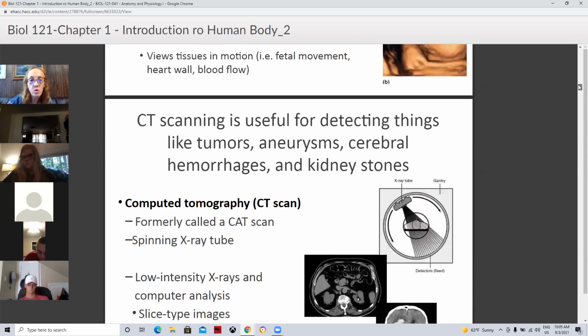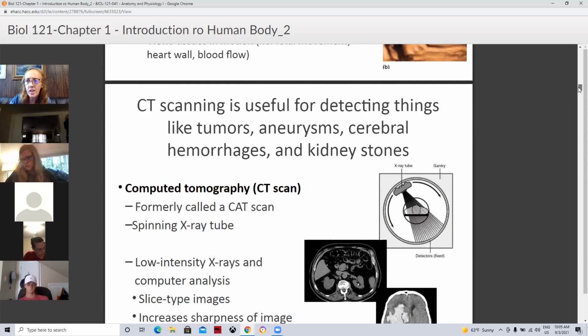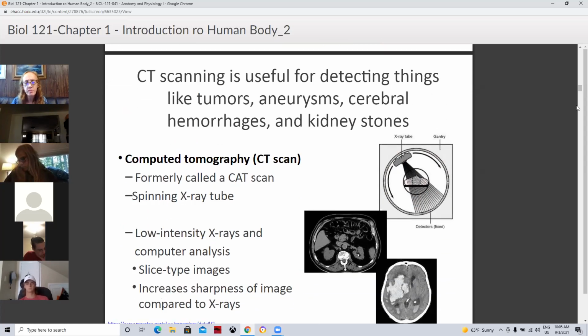CT scans, or computed tomography, is a modified X-ray that can be used for detecting things like tumors, aneurysms, an aneurysm being a weakness in the blood vessel wall, cerebral hemorrhages, and kidney stones. It's formerly called a CAT scan.